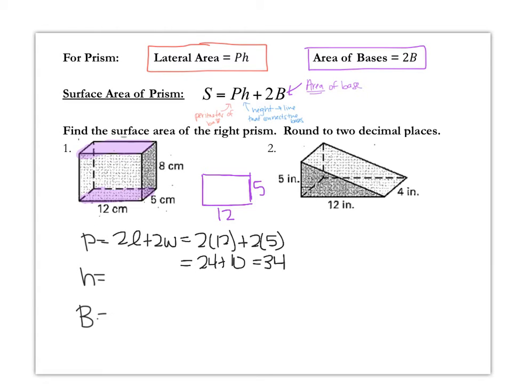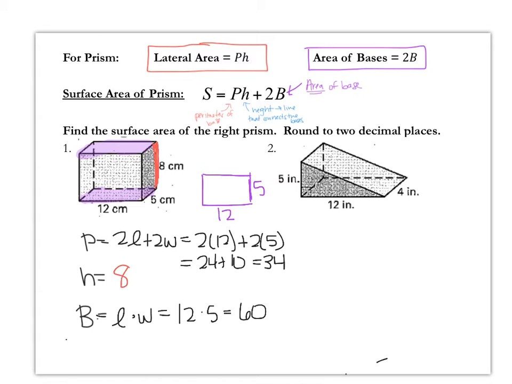H is the line that connects the two bases together. It's also the number we haven't used yet, so you can kind of keep track that 8 is important. So that's going to be 8. And then big B, I have to find the area of the base. I'm looking back at that purple shape, and that's what I need to find the area of. Since it's a rectangle, we've got to think of the appropriate formula. That's length times width. So that's going to be 12 times 5, which is 60.